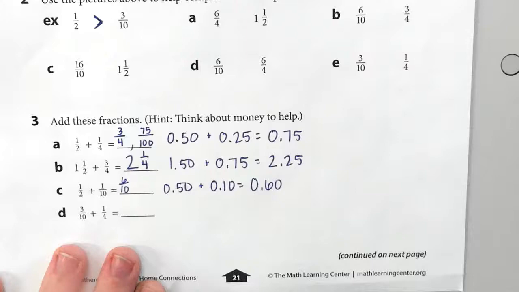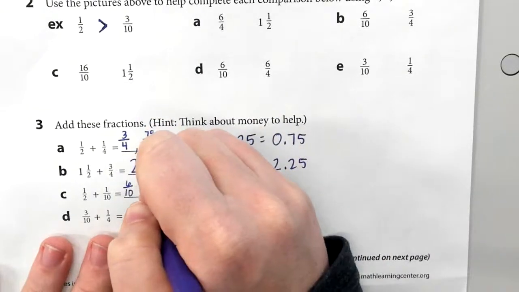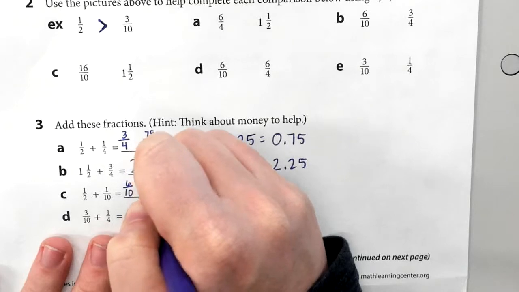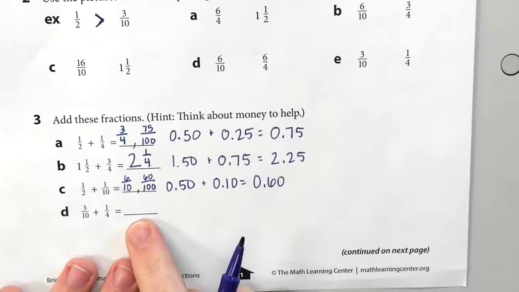How can I show money as a fraction? I could show it as 6/10. It would take 6 dimes, or I could show it as 60 pennies. Okay. All right, let's go to the bottom one.